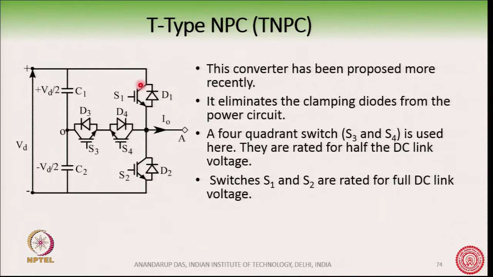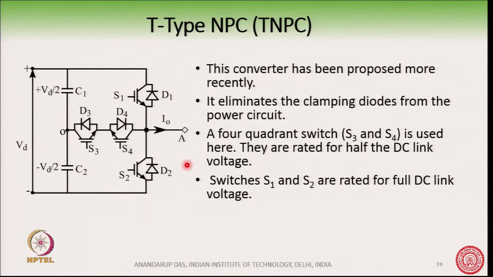The upper switch is rated for the full DC bus voltage, and the same applies to the lower switch also, because if this switch is off and this switch is turned on, then the whole voltage will come here. So, this switch has to block the full DC bus. The voltage rating of this switch as well as this switch is Vd, the total DC bus, whereas the voltage rating of this switch here is half the DC link voltage.